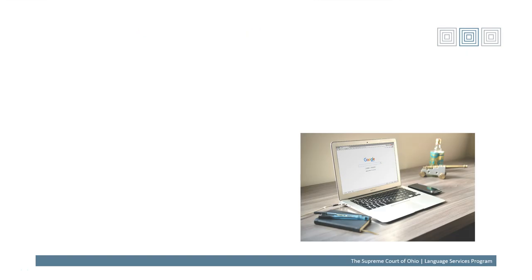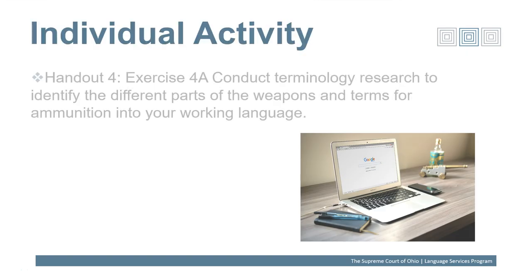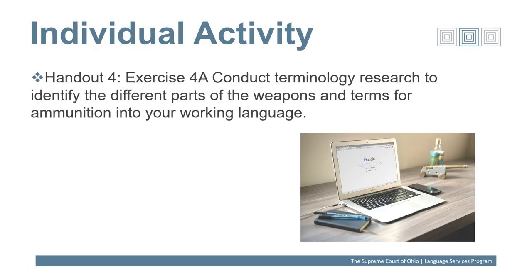Individual activity. Conduct terminology research to identify the different parts of the weapons and terms for ammunition into your working language. Use Handout 4 Exercise 4A to complete this activity.